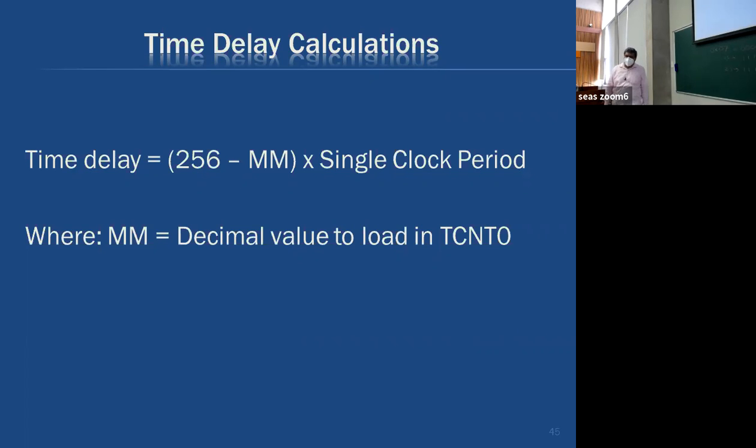Assume that the clock frequency is 1 megahertz. Right? And I want to run my timer for 1 microsecond. What will be the value of NN? Time delay, everyone calculates, right? Time delay equals 1 microsecond. Frequency is 1 megahertz. It is 255. Yes. If I convert it to hex, it is FF.